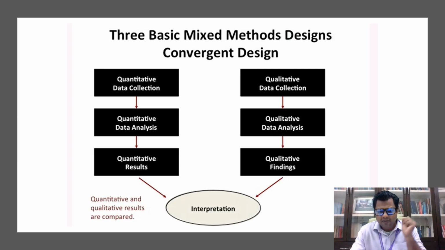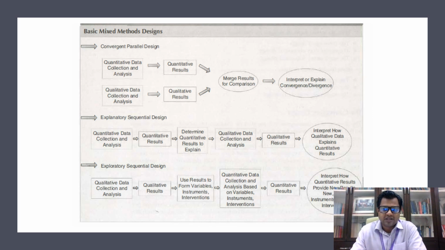Let's see a little bit more clearly. I'm not sure whether you can see the picture more clearly or not. In convergent parallel design, you have to get the data from, for example, this is your quantitative data. You get your quantitative data and also your qualitative data. This way you will get your results, and from here you will get your qualitative results. Then you merge the results from both your quantitative results and the qualitative findings. After you get this comparison, then you interpret. That is the convergent design.